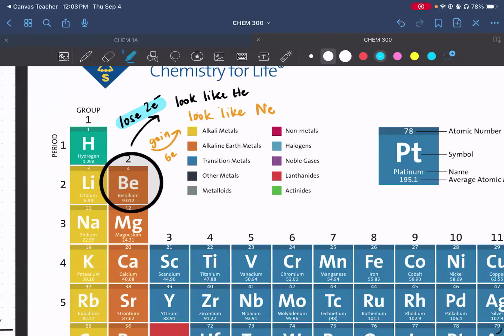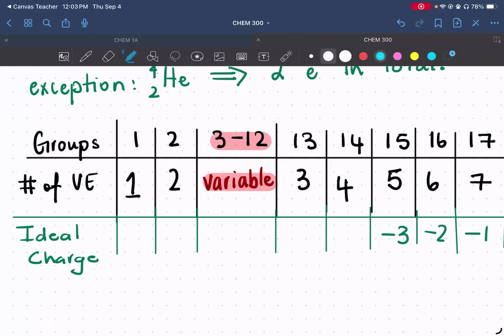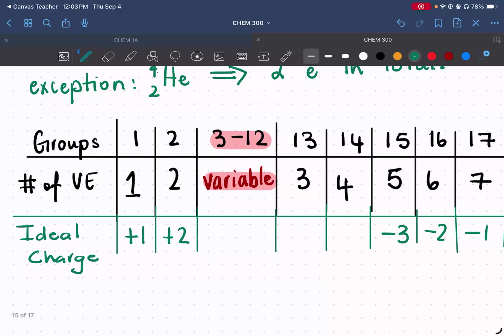For that reason, group 2 is believed to be +2. I encourage you on your own time to make the same logic for the rest. Group 1 is +1. Group 13 is +3. Groups 3 to 12, that's that variable bunch. It's still variable ideal charge.